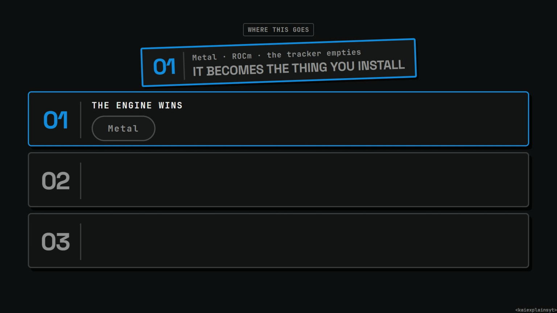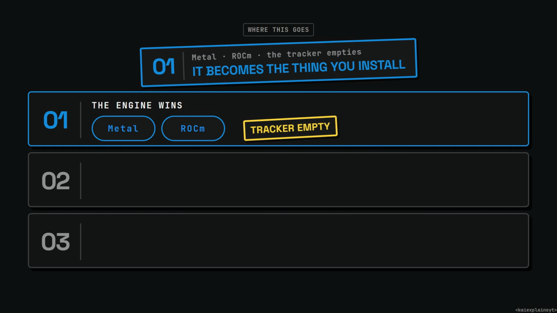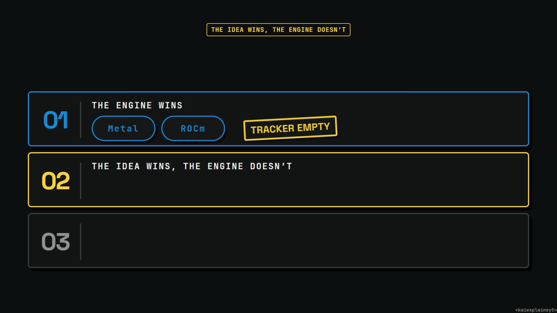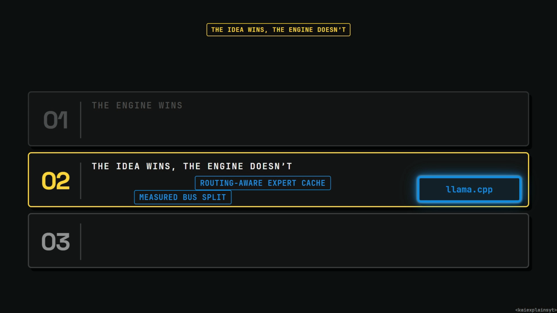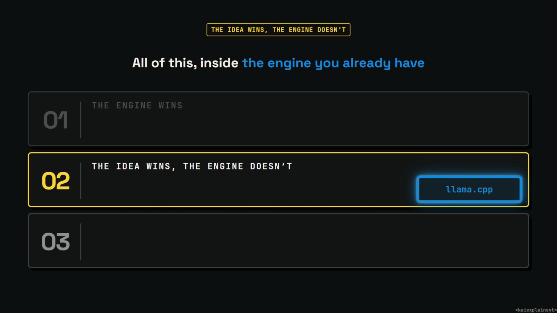FreeToken ships Metal and ROCm support, the tracker empties, and it becomes the thing you install. Or the idea wins while the engine doesn't. Somebody merges a routing-aware expert cache and a measured bus split into llama.cpp, and you get all of this inside the engine you already have. The paper names its own precedent for that. Fiddler proposed treating a missed expert as work rather than data. K-Transformers made it fast, neither is a household name, and both ideas are table stakes now.